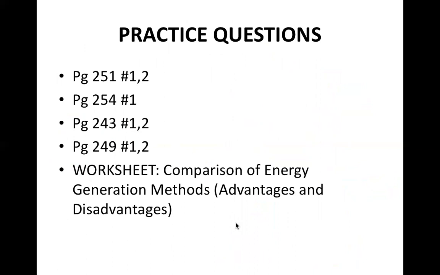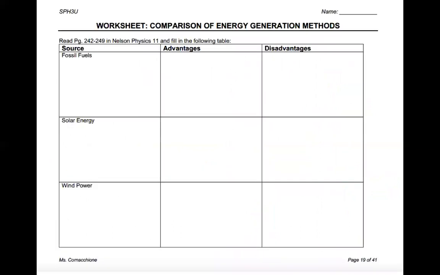Also, the next task I'm going to assign to you is a worksheet on comparing different energy generation methods. I just wanted to speak to that now. Since there's not going to be a video for that task, it's just going to be reading the textbook. You're going to read about these different methods of energy generation. You have done this in grade 9, learning about different forms of energy and electrical energy generation.